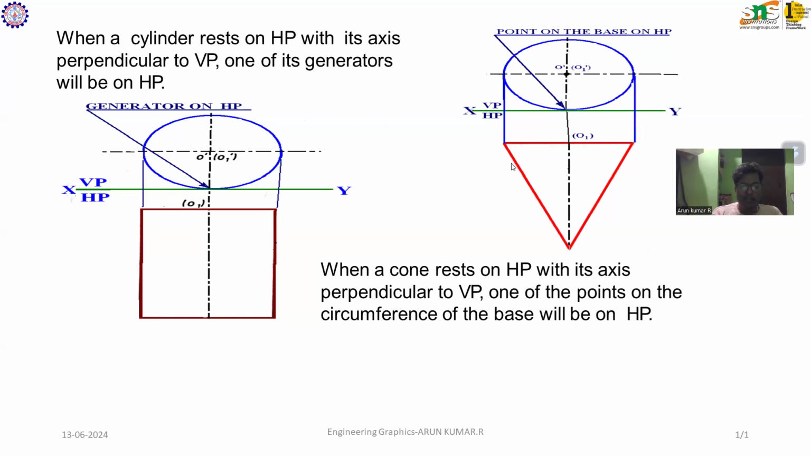Once you are clear about the conditions given, you have to draw the front view and top view of the given position of the solid. Here the base will be in HP, that is, the axis is perpendicular to VP. So the front view of the circle will be above the XY line.